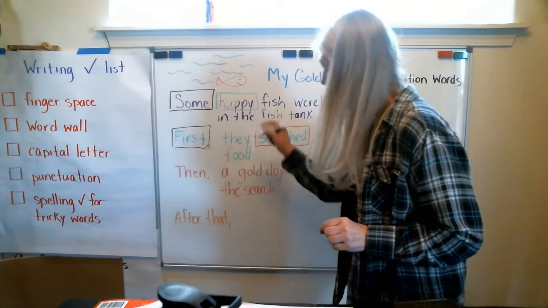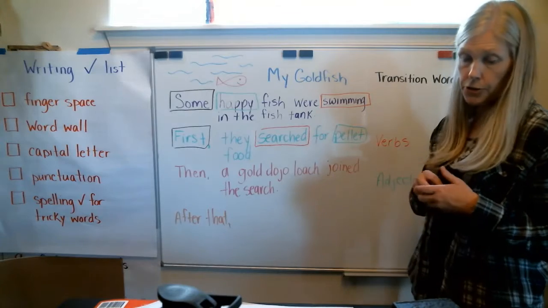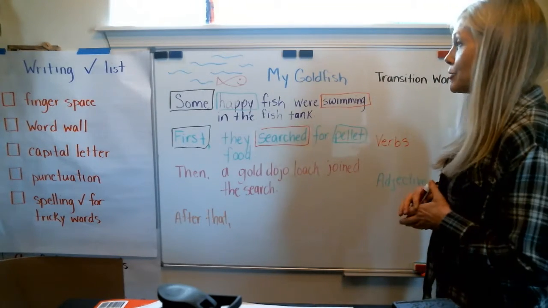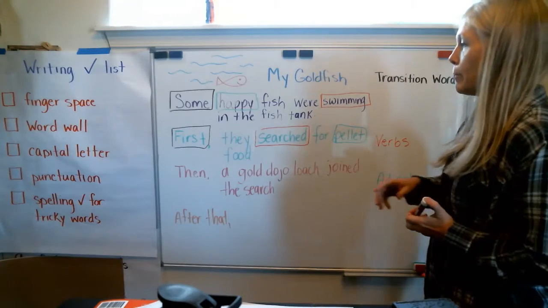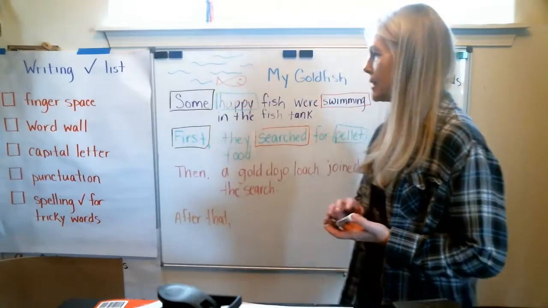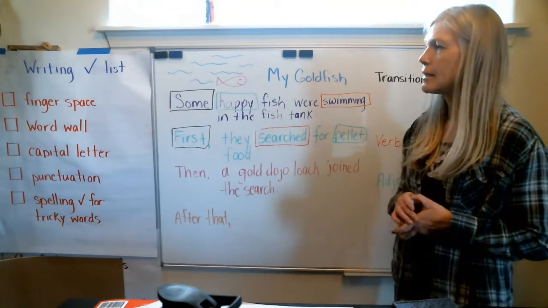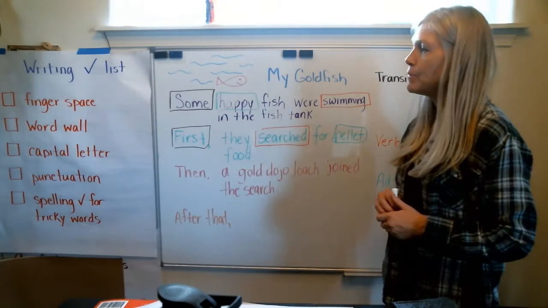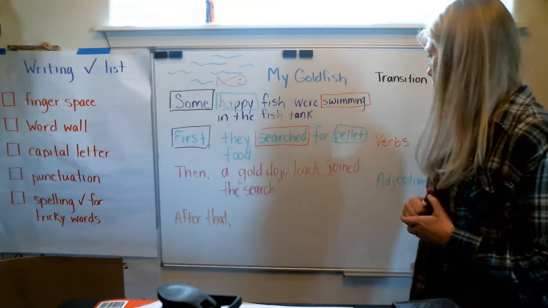All right, so I'm going to look at my writing checklist. Do you guys agree that I had good finger spacing? I used my word wall. I put a capital letter at the beginning of my sentence, punctuation at the end of my sentence, and I have Rachel, my wonderful daughter, helping me as a resource for tricky words.